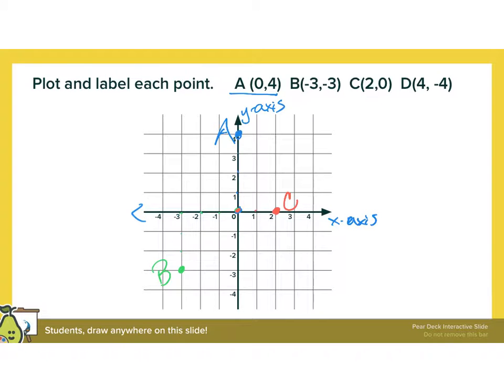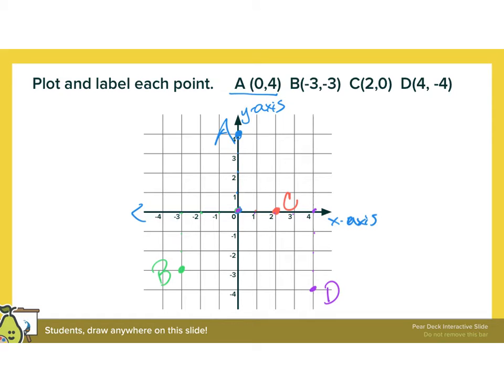And my last point is 4, -4. Start at the origin. X is +4. Move to the right, 1, 2, 3, 4. Y is -4, so move down, 1, 2, 3, 4. Here's point D. So check that with what you had.